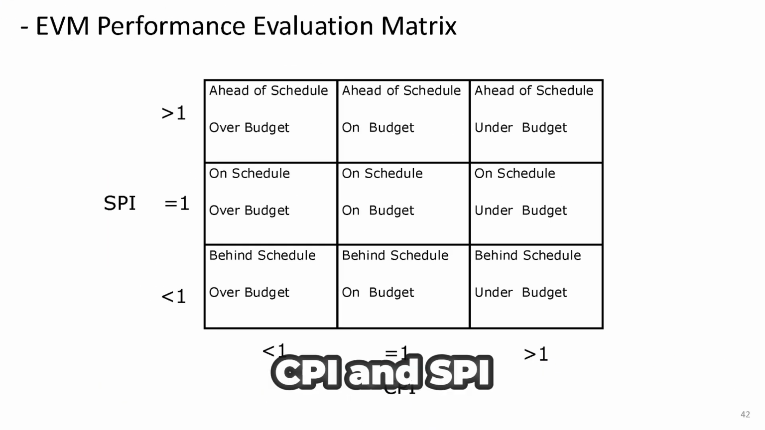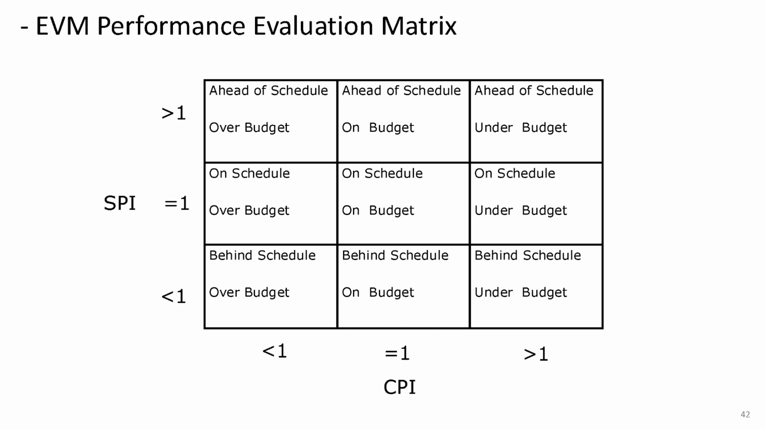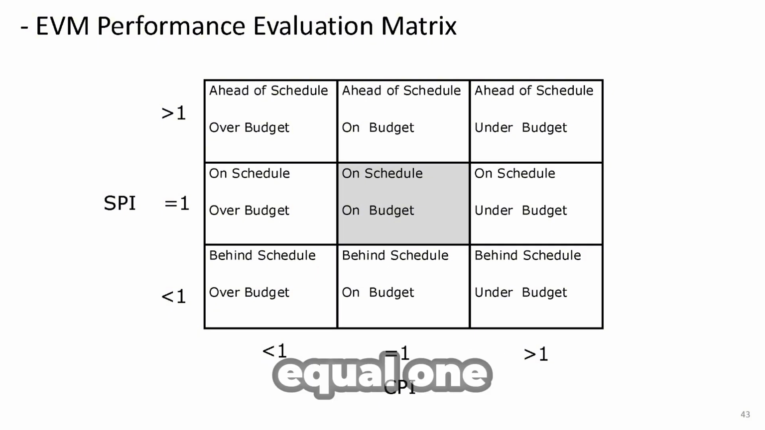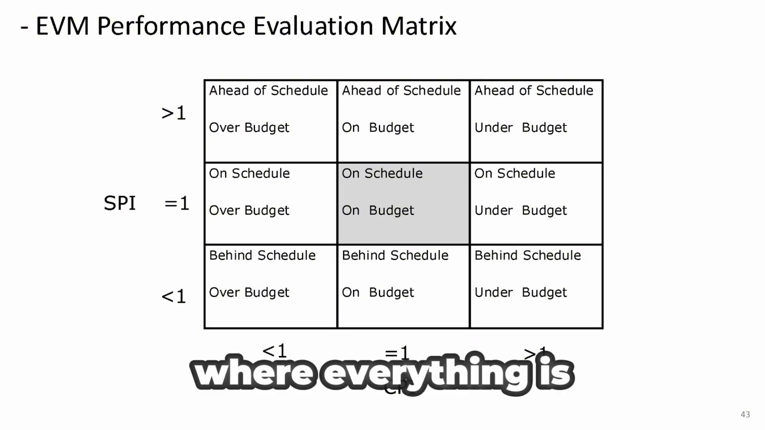Depending on the CPI and SPI, a project can fall into one of 9 possible scenarios. If the project is on schedule and on budget, both the CPI and SPI will equal 1. This situation is right in the middle, a desired outcome where everything is progressing as planned.